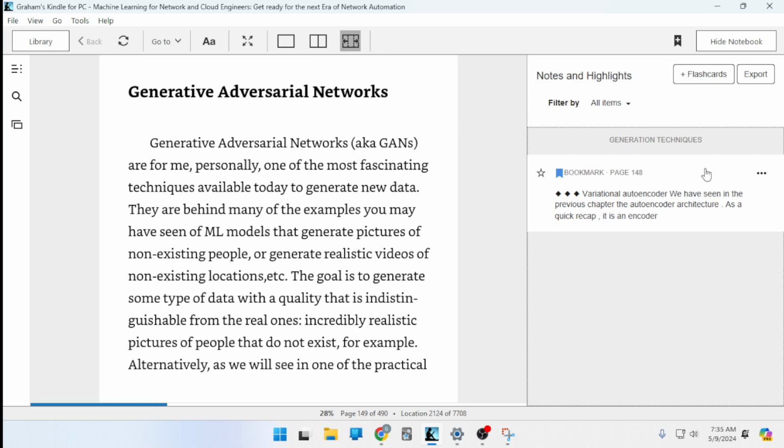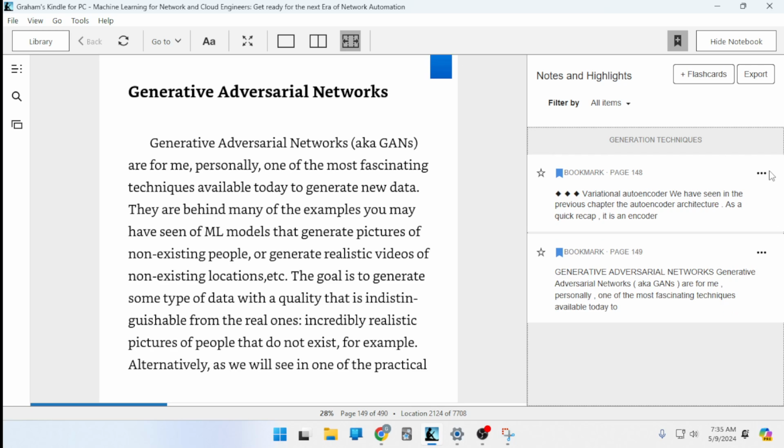Alright, so next one is generative adversarial networks.